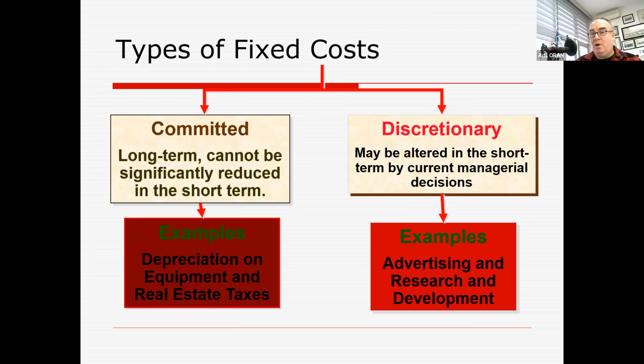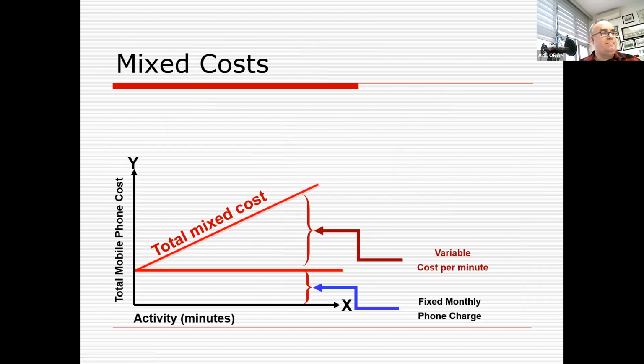So could you cut back on these? Yes, you could. Should you? Probably not. Once you make the decision, they become a fixed cost. But the discretionary part is that you can take a decision which will reduce those fixed costs for advertising and research and development, but you might not be able to cut back on the depreciation expense and taxes and equipment, stuff like that, easily. So they're committed fixed costs.